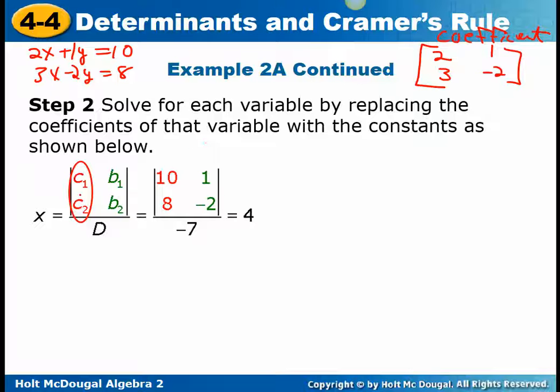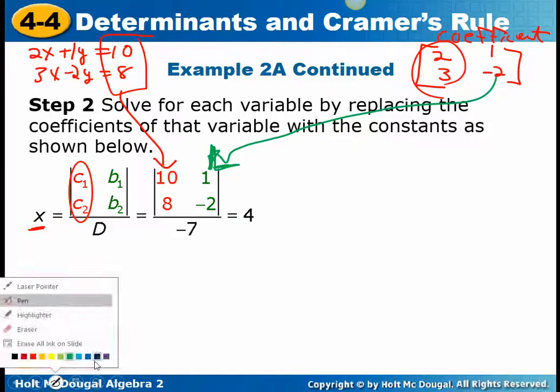In order to find x, we replace the x coefficients, 2, 3, with the 10, 8. So the 10, 8 will go here. The 1 and negative 2 stay in this matrix. And we are going to find the determinant of this and then divide by our old determinant, which we found on the last page as negative 7.